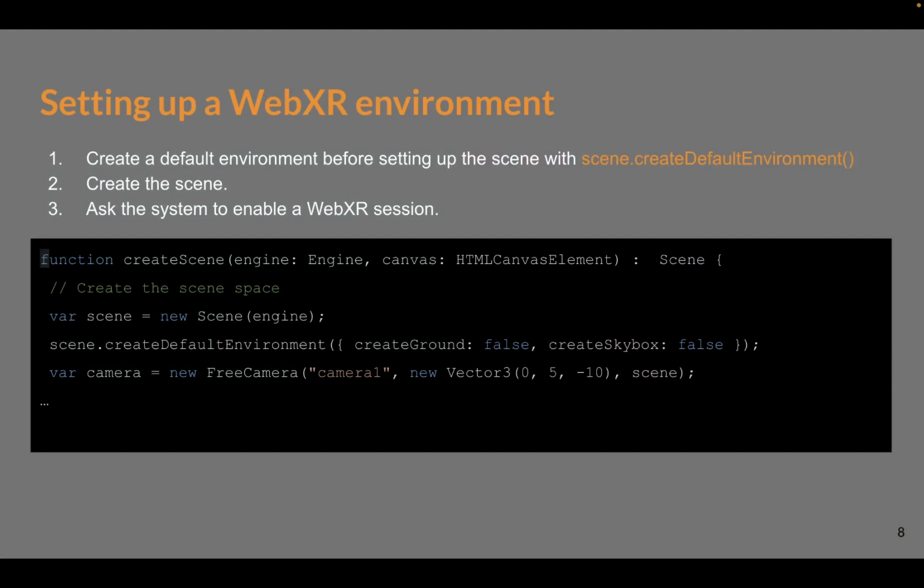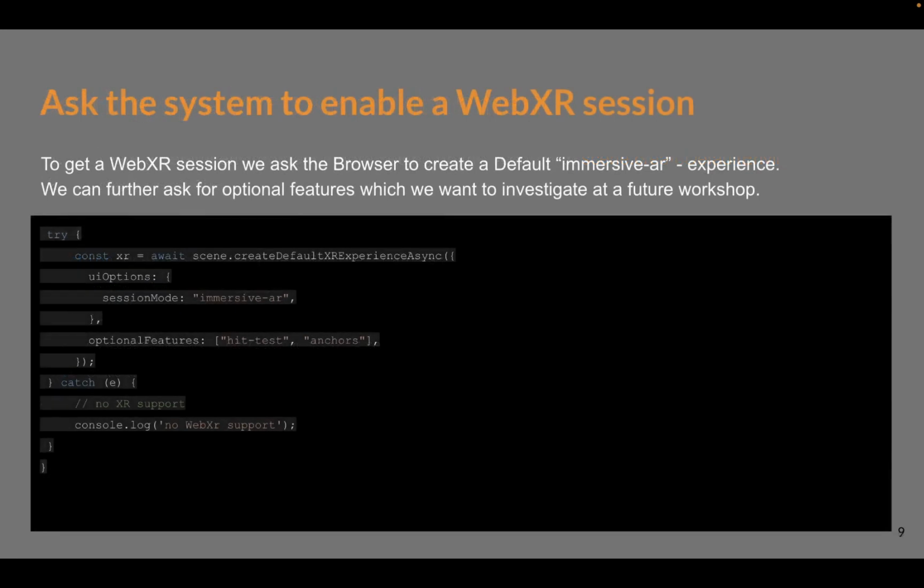Setting up the WebXR environment is done in 2 steps. First, you have to create a default Babylon.js environment before setting up the scene which builds your metaverse experience. You do this with a call to the Create Default Environment method of the scene. After that, you ask the browser environment for a WebXR session. We ask the browser to create a default immersive AR session to create a WebXR experience. We can further ask for optional features like Anchor or HitList support. We will investigate these features during a future workshop.